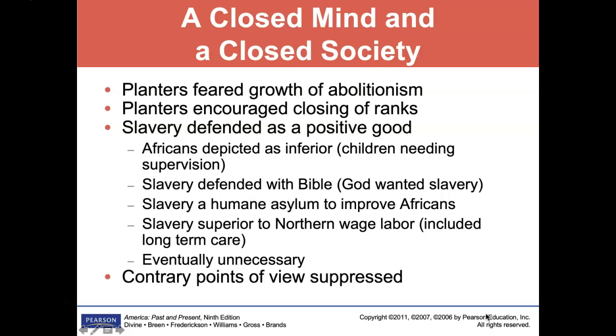A closed mind and a closed society. So planters feared the growth of abolitionism as the American Civil War got closer, and planters encouraged the closing of ranks and a rigid society. Slavery was often defended as a positive good, you see. Africans were depicted as inferior and as children needing supervision. Slavery was defended heavily by many anti-abolition people with the use of the Bible and Christianity. In fact, if you read the Bible closely, slavery is mentioned in many different ways, and some would allude to the fact that maybe God wanted slavery in his world.